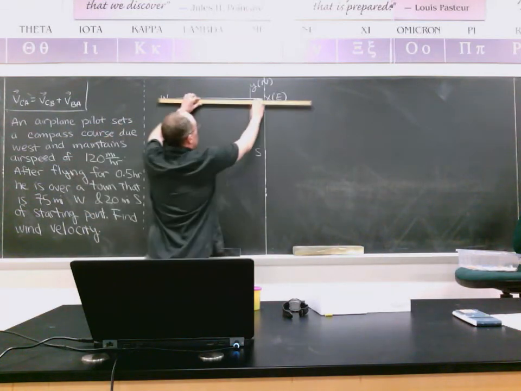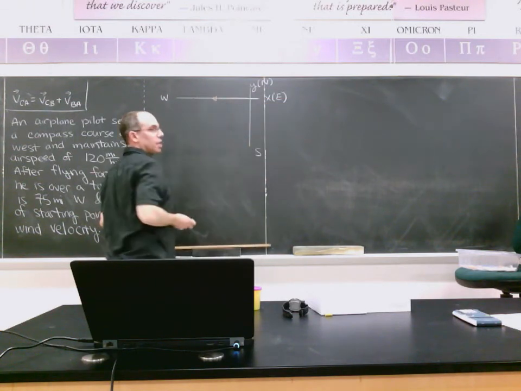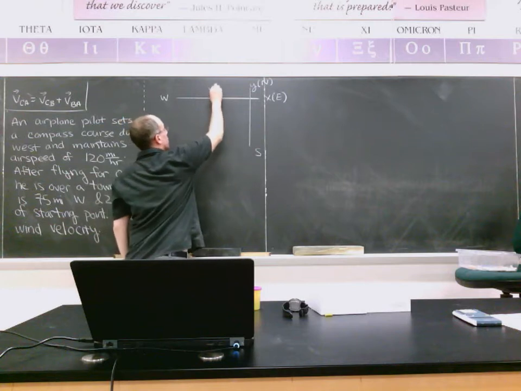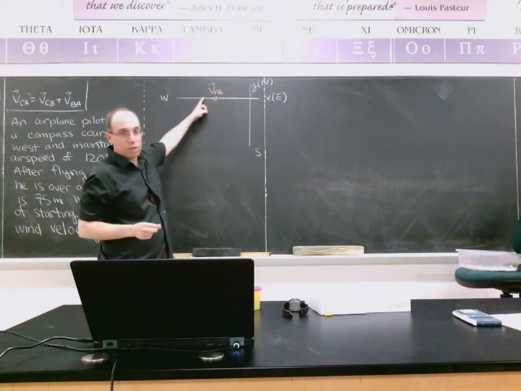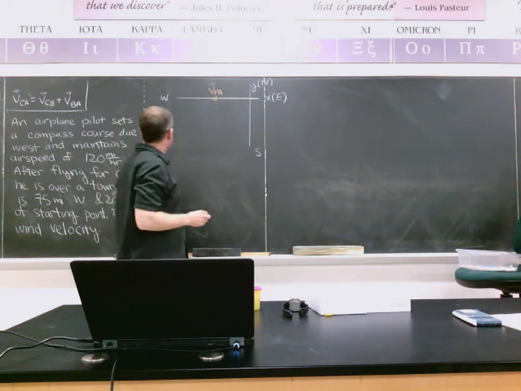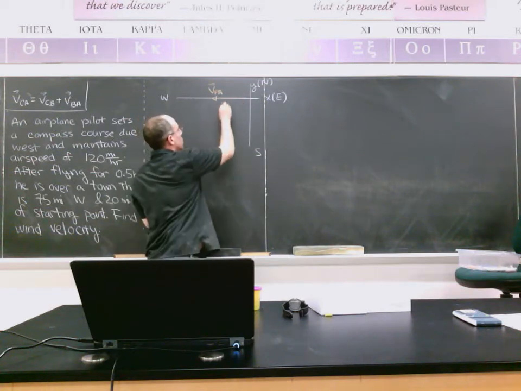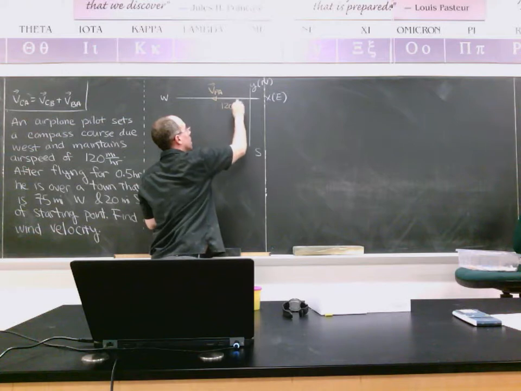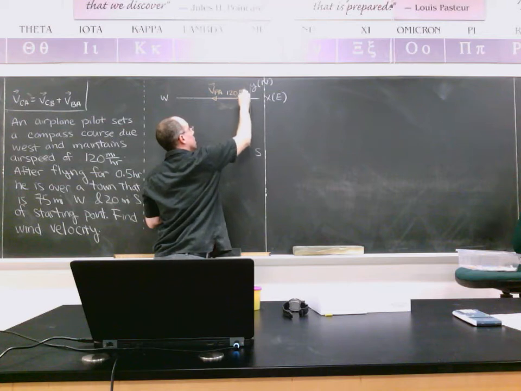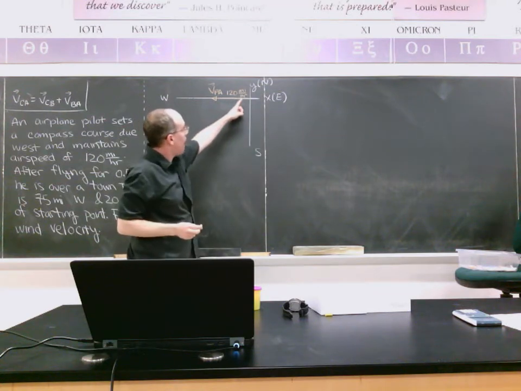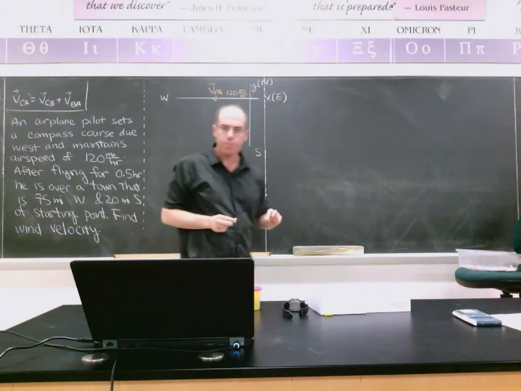Okay, so to put this in, we'll draw in this first relative velocity vector. This would be the velocity of the plane with respect to the air, which is pointing towards the west. And airspeed here gives us the speed at which the airplane moves through air. In other words, 120 miles per hour is the magnitude of this first relative velocity vector, velocity of plane with respect to air.